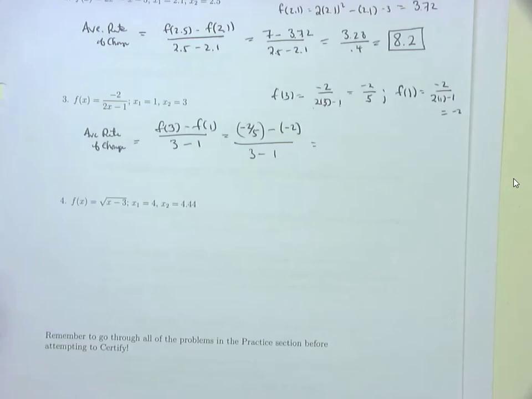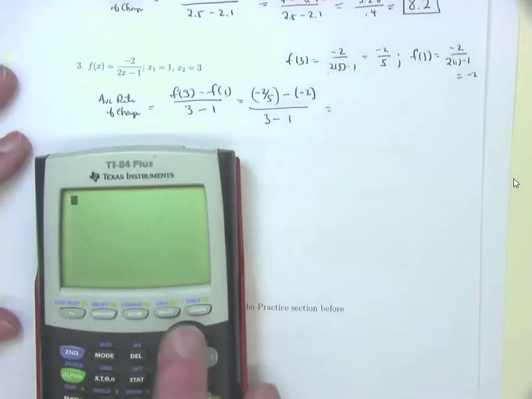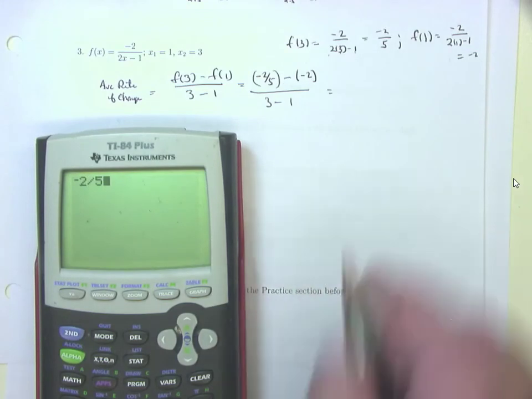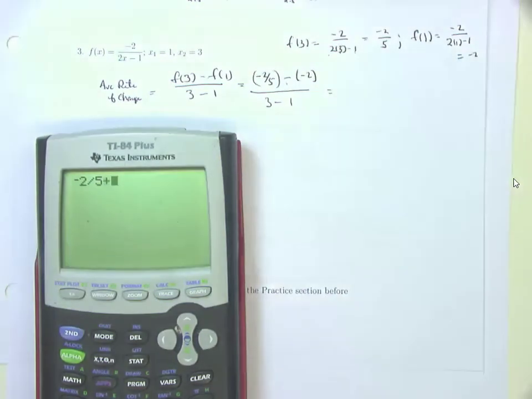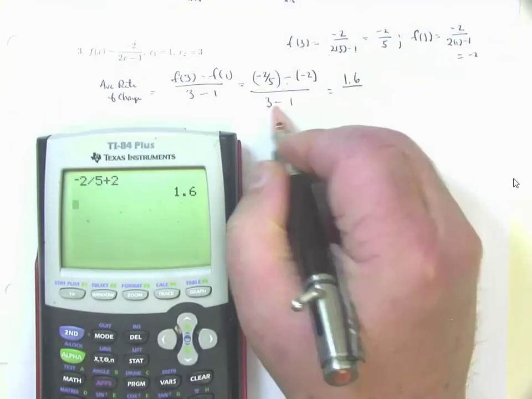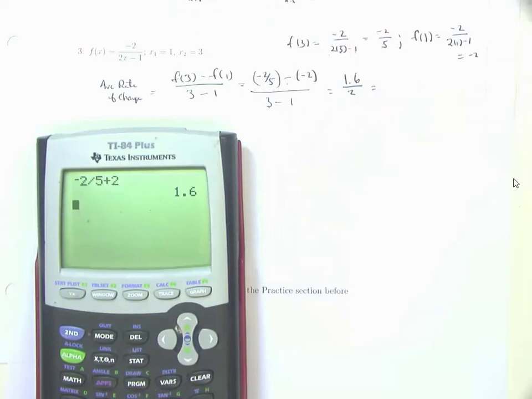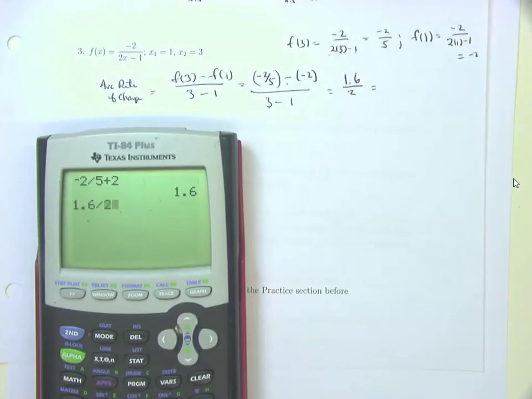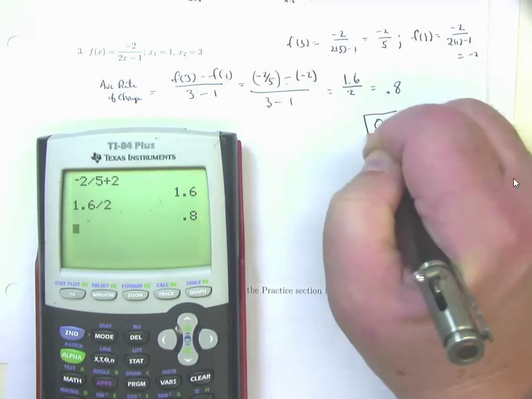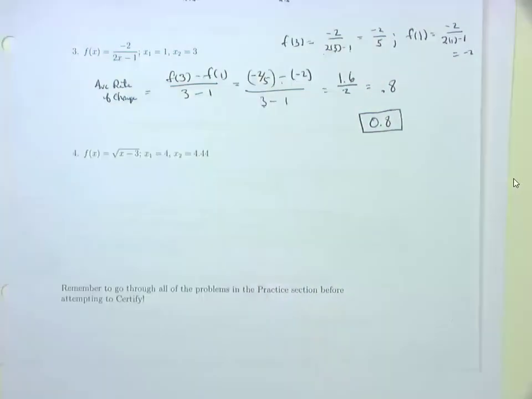So, going for the calculator on this one. Negative 2/5, a minus makes it plus 2, is 1.6, divided by 3 minus 1, which is 2. And 1.6 divided by 2 is 0.8, however you want to write that out.